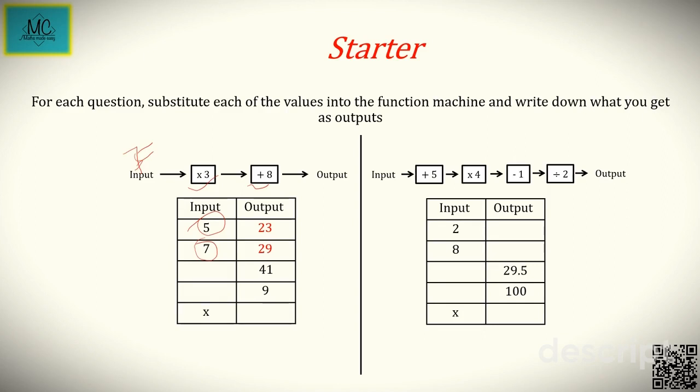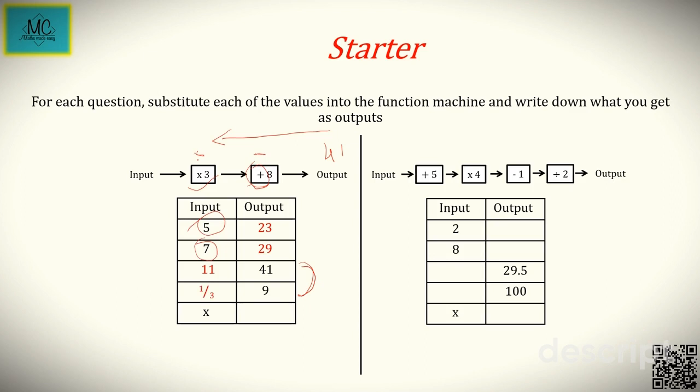29. But in these two cases, I have already been given my output, which is 41 in the first one. So when I'm going in reverse order, I have to change these operations. Plus will become minus and times will become divide. You should always remember that to get my input value. So here, my input value will be 11. And for 9, my input value will be 1 by 3.